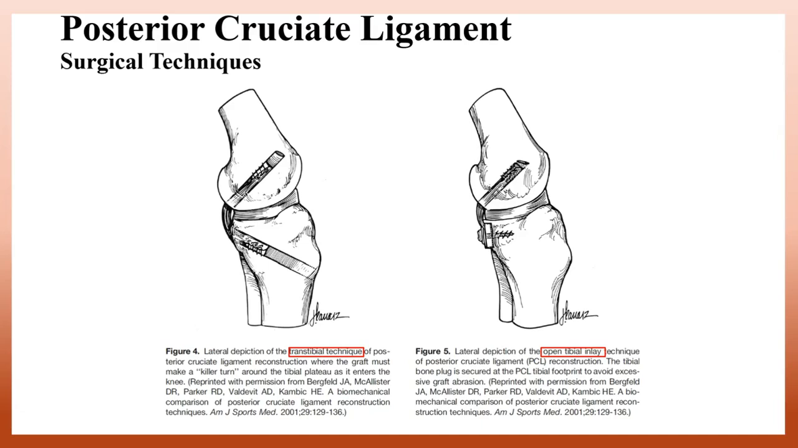Well, similar to the ACL, they use grafts and bone tunnels. The picture on the left is the more common type, a transtibial technique. The picture on the right, I think, has fallen out of favor, but that's an open tibial inlay technique. You can see the differences between the two. So we want this fixation within the bone, which is going to be a stronger construct here.